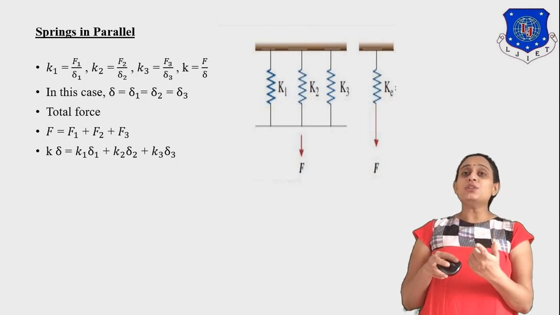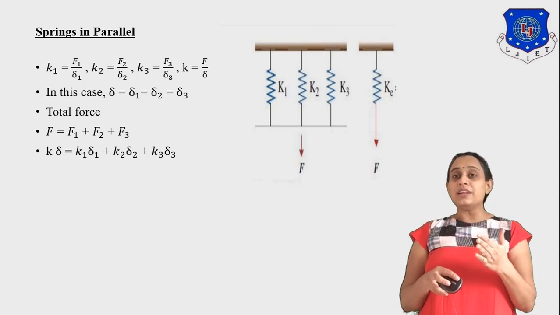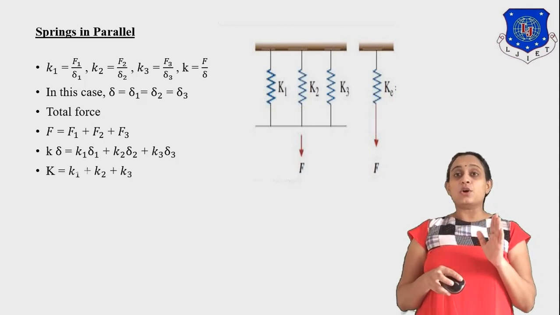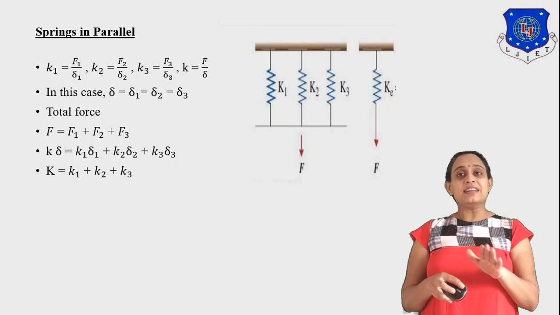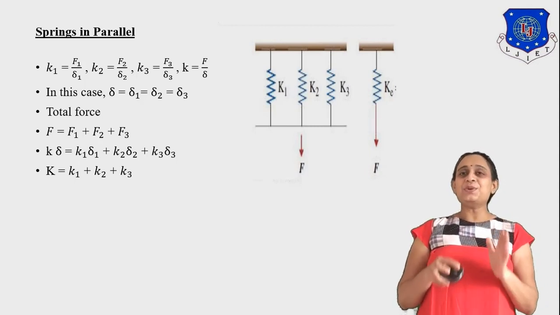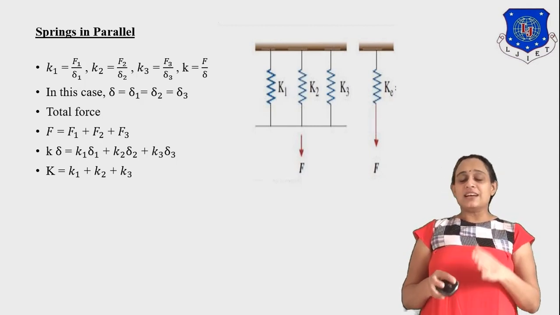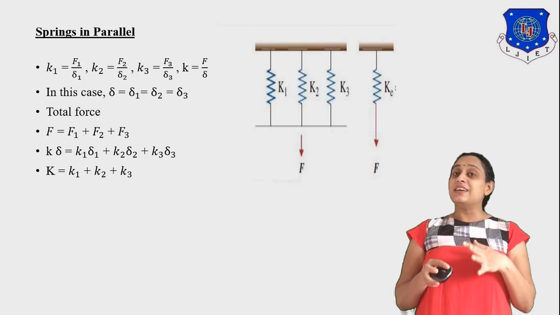Okay. Now as we all know, delta 1 is equal to delta 2 is equal to delta 3 is equal to delta. Hence, all the values of deltas are neglected. So, what we are getting? We will get K is equal to K1 plus K2 plus K3. So, this is our springs in parallel value.